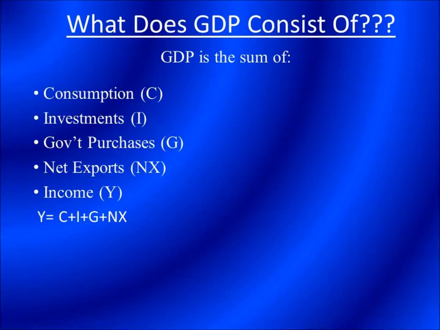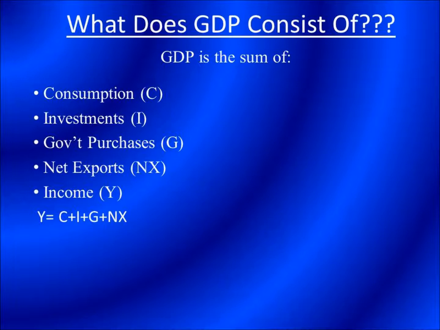GDP is the sum of consumption, investments, government spending, net exports, and income. C, which is consumption, is the spending by families on goods and services, which does not include buying a new house. Investment is the spending on capital, equipment, inventories, and structures, which does include buying a new house.